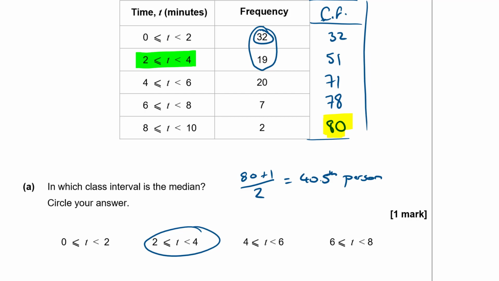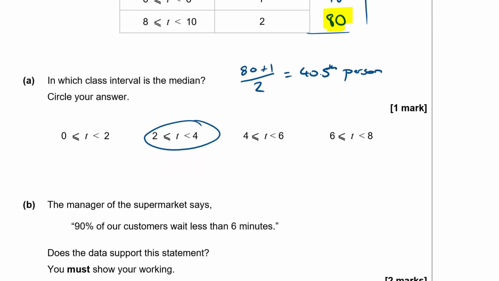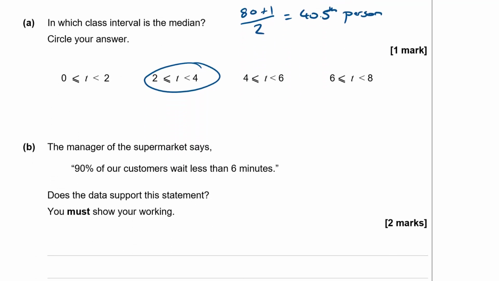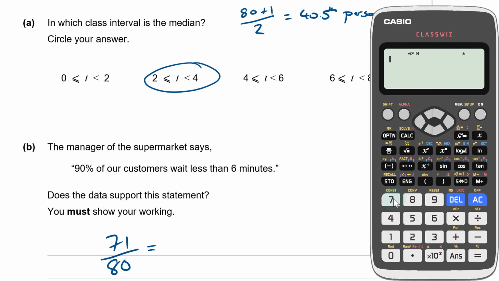Now we've already added that up. Our cumulative frequency says there are 71 people who are in those first 3 groups. So we just need to now work out whether or not 71 is 90% of 80. So what is 71 out of 80 as a percentage?